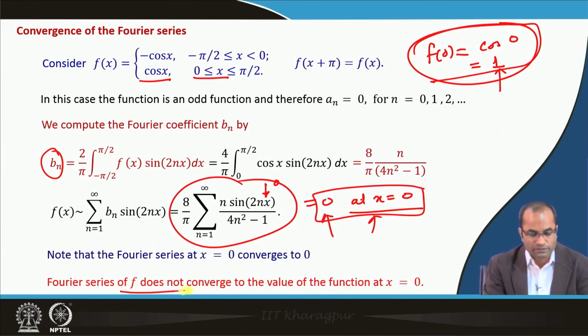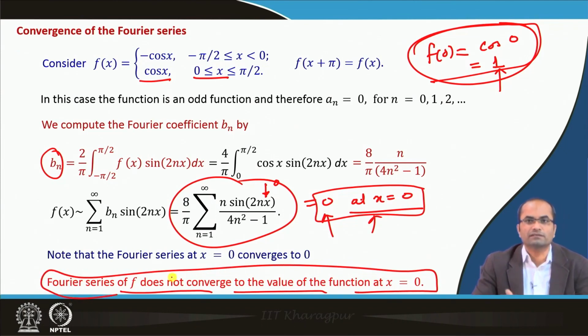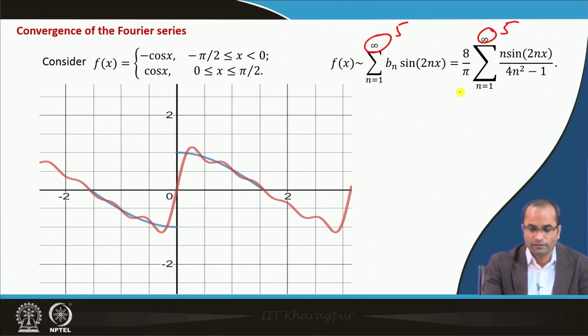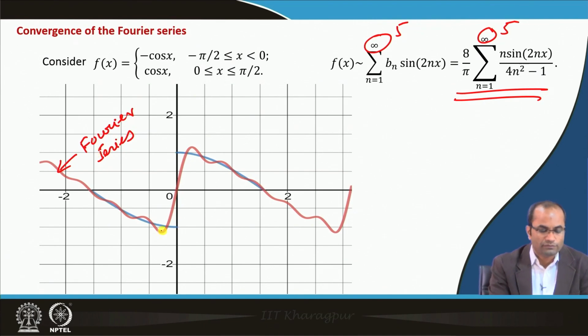The Fourier series of f does not converge to the value of the function at x equal to 0, for instance in this case, and we can construct many more such cases where the Fourier series will not converge to the function value. Here is just a plot for this function, for some finite number of terms naturally. We have taken just 5 terms, and this is the graph of the Fourier series, and this was the cos function, the given function f x.